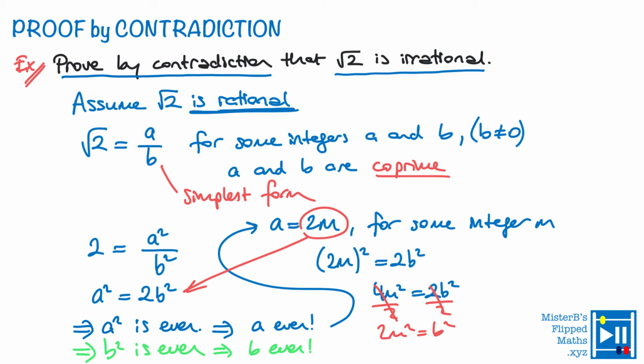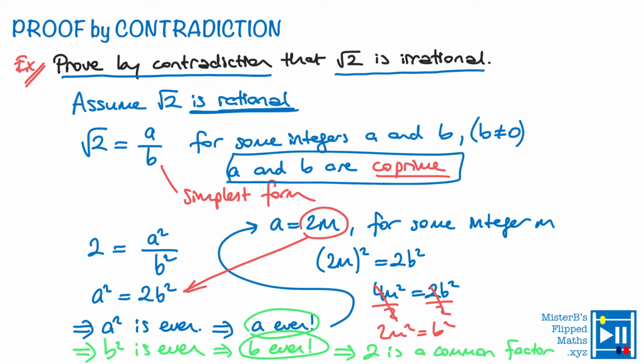Now, I have a being even and b being even. This implies that 2 is a common factor. Now, we assumed that a and b are co-prime, meaning they only have the common factor 1. Now, I end up with another common factor, which is 2. So this is a contradiction. Therefore, I have to say root 2 is irrational.